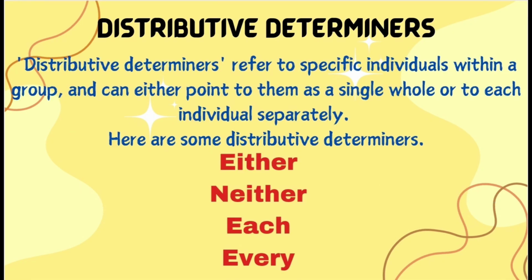Now the last category of post determiner is distributive determiners. Distributive determiners refer to specific individuals within a group and can either point to them as a single whole or to each individual separately. So here are some important distributive determiners: either, neither, each, and every.